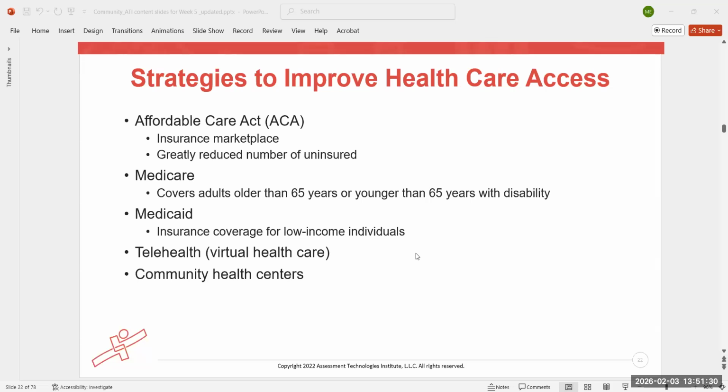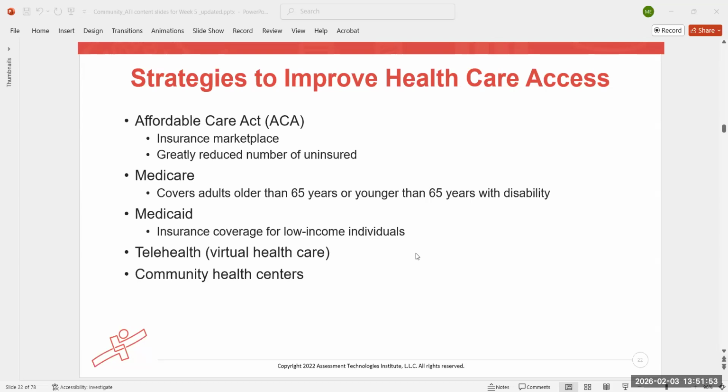With this, it helped to extend eligibility. You know, dependents could stay on parents' insurance until 26. It helped to decrease benefits getting denied for pre-existing coverage for kids under 19, and it covers preventative care services.